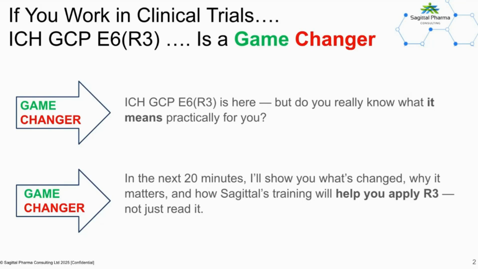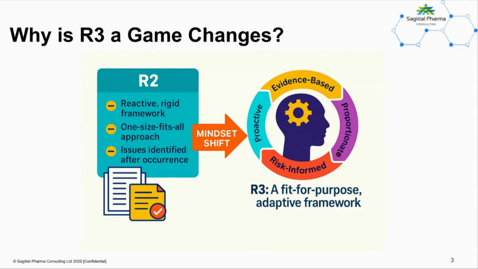So let's dive in. You may be wondering why I'm telling you that R3 is a game changer for clinical trials. Let me explain. Under R2, the focus was heavily weighted towards rigid compliance and exhaustive documentation, often leading to mountains of paperwork and a checkbox mentality. Quality management was predominantly reactive, meaning issues were detected and fixed after they occurred.